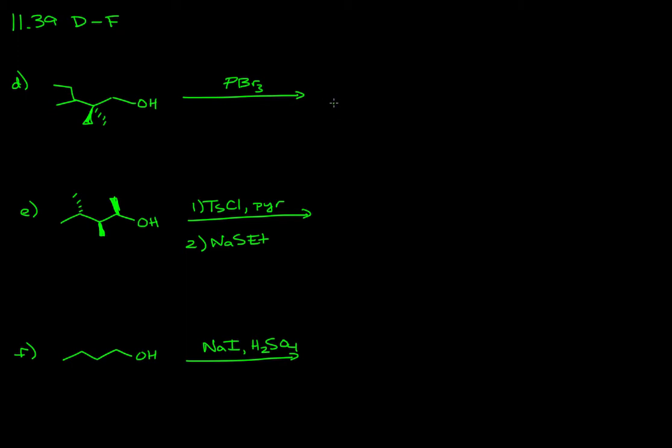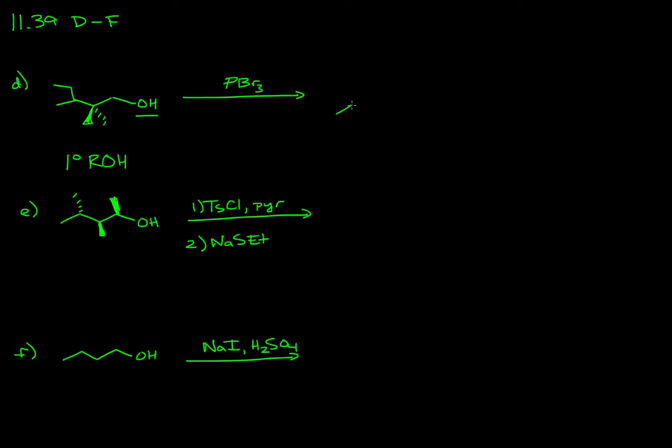Continuing on with Chapter 11, Problem 39, looking at parts D through F. Again, our strategy is going to be to classify the starting material. Again, in this case, we have a primary alcohol. We're treating that with this reagent, phosphorus tribromide. So what we need to recognize is that this reagent is going to transform an alcohol into a bromide.